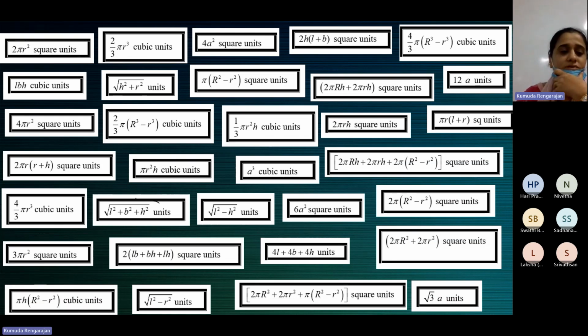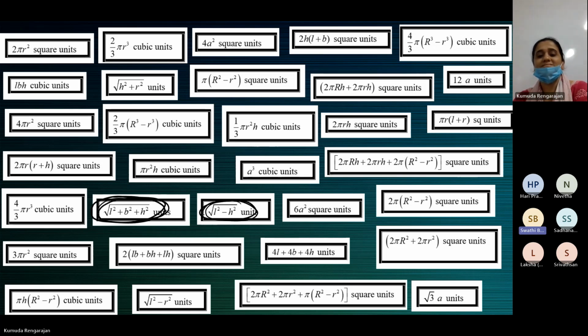What is this one? When will you use this, root of L square plus B square plus H square? When we want to find the diagonal of a cuboid. Correct. Diagonal of a cuboid. When will you use this one?